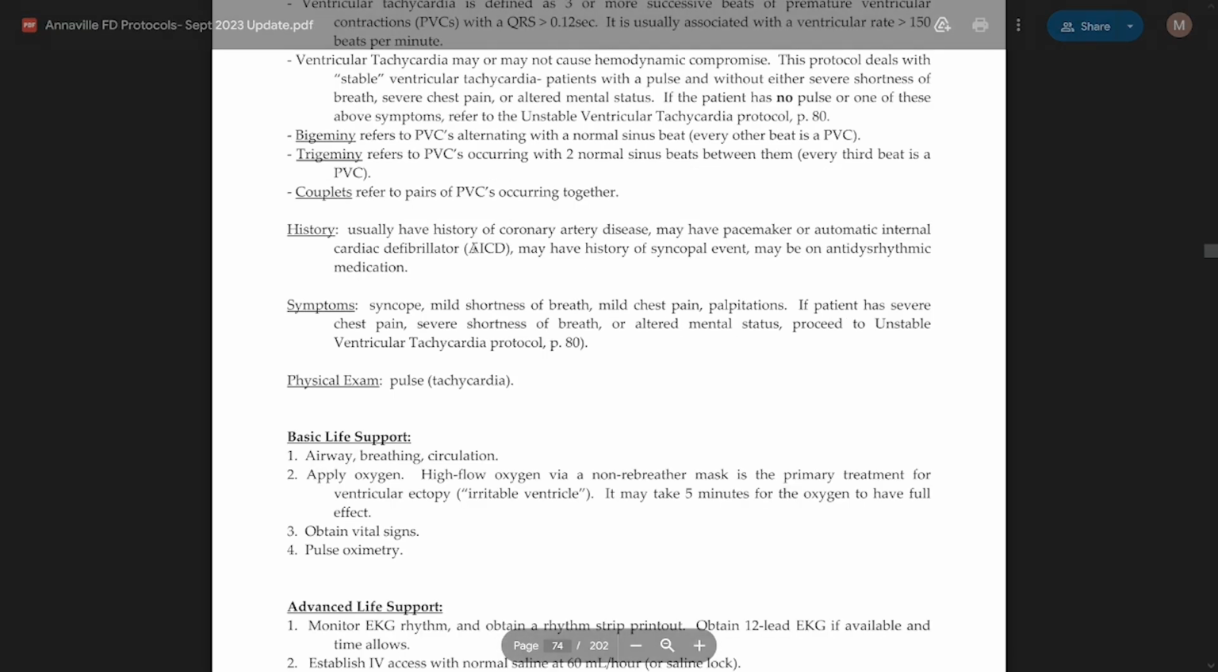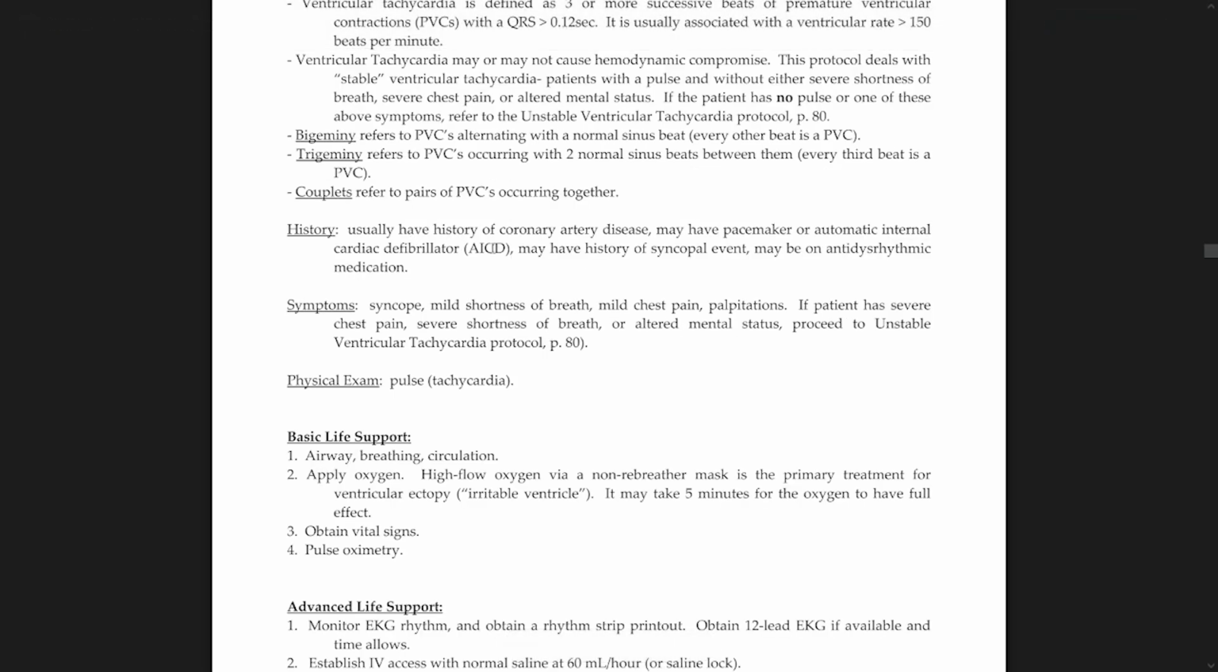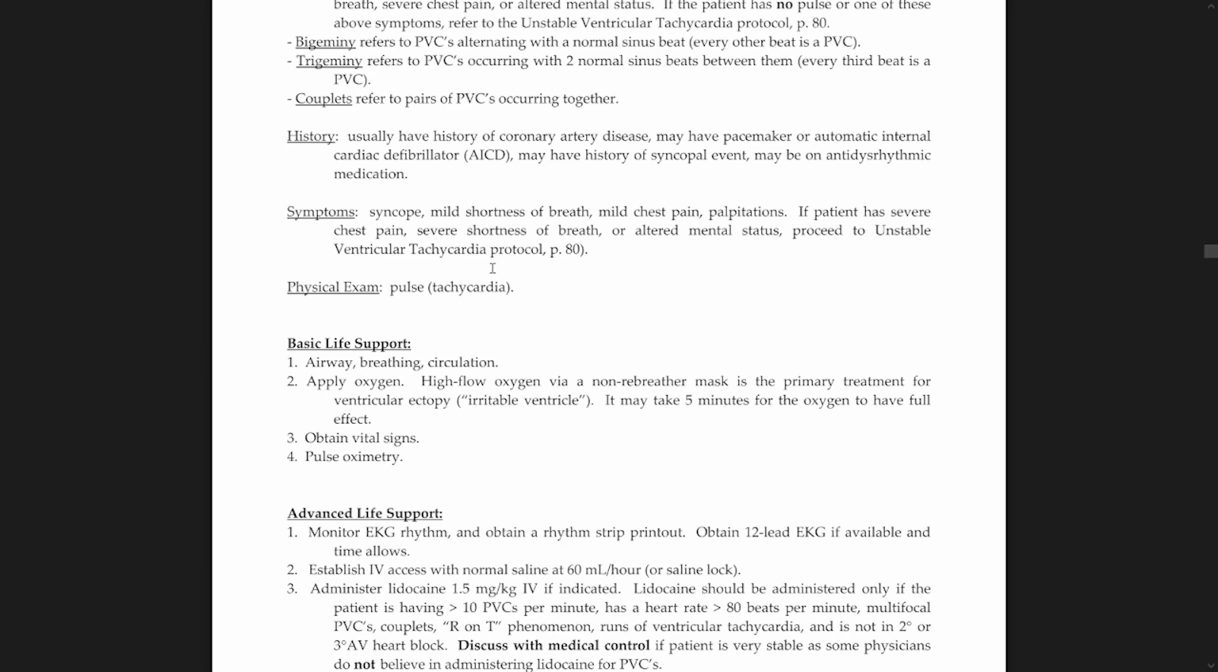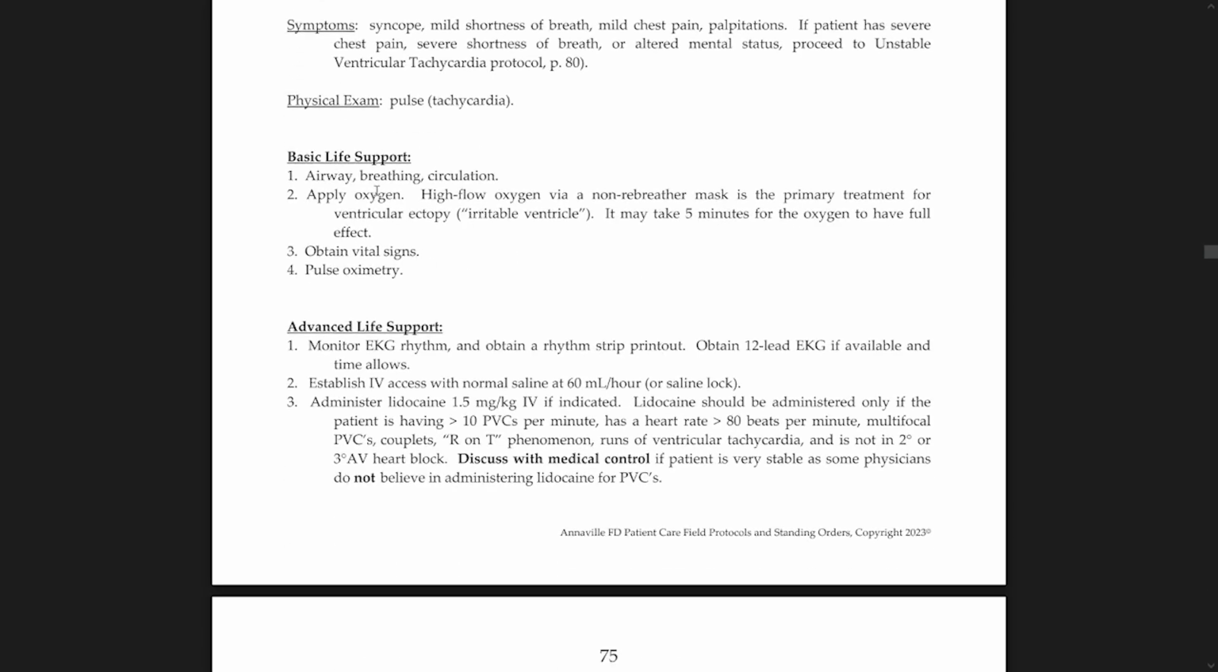For their history, usually they'll have a history of coronary artery disease. They may have a pacemaker or an automatic internal cardiac defibrillator, or AICD. They may have a history of syncopal events, and they may be on antiarrhythmic medications. Their symptoms may include syncope, mild shortness of breath, mild chest pain, and palpitations. If the patient has severe chest pain, severe shortness of breath, or an altered mental status, proceed to unstable VTAC protocols on page 80. For basic life support, all you're going to do is worry about their ABCs, apply oxygen.